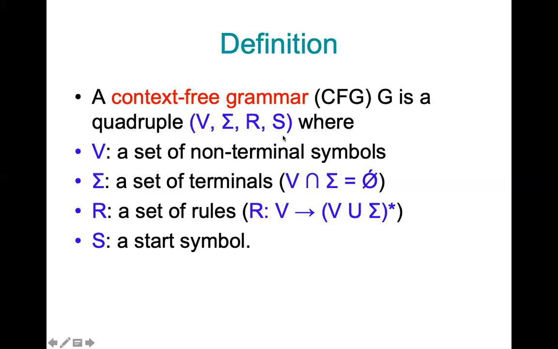Here, the intersection of variables and terminals should be empty, because they should not overlap. And R is a set of rules, which is a combination, the union, of variables and terminals. S is the starting symbol, as we all know.